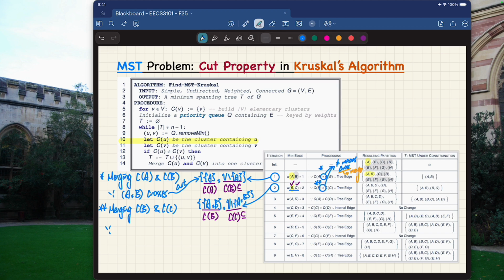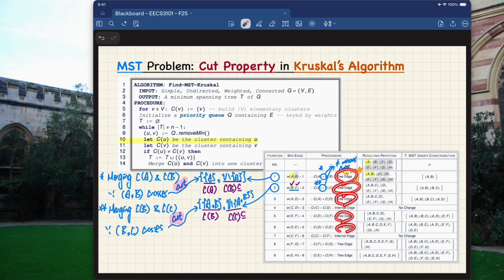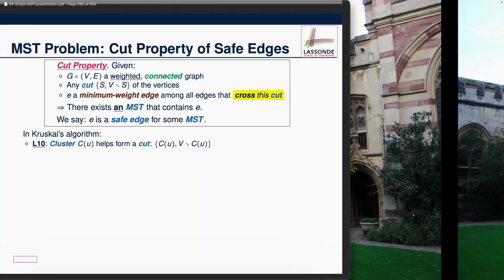Okay, because BC crosses this particular cut. All right, so now I'm just giving you two examples of crossing the cut. But you can definitely try to find out other cases where you will see a tree edge, right? Whenever you see any tree edge, that means we are really taking the edge that crosses the cut. But for an internal edge, we're not really crossing the cut, right? As simple as that. All right, so that's about really the first point right here.